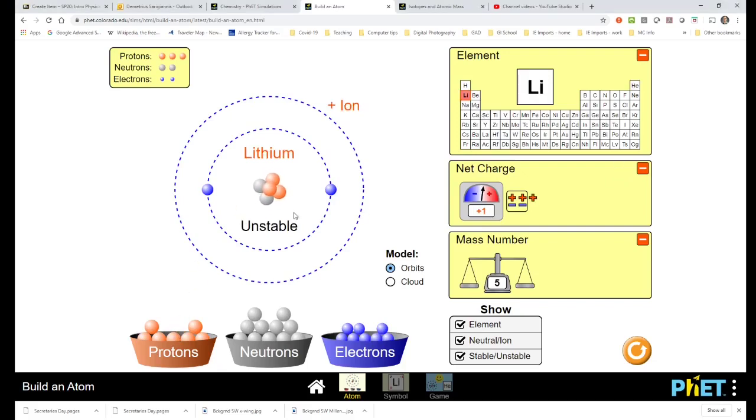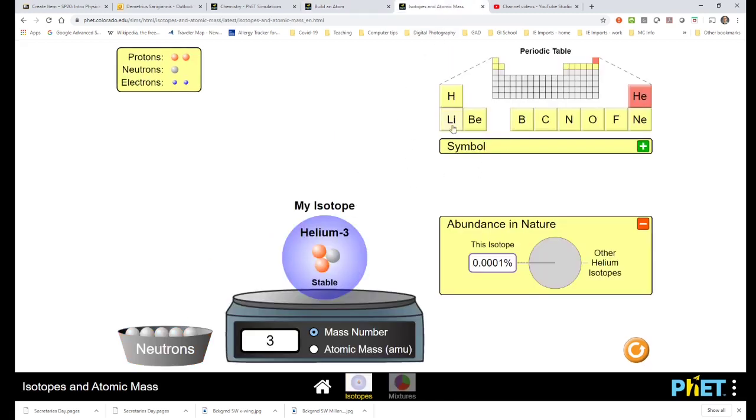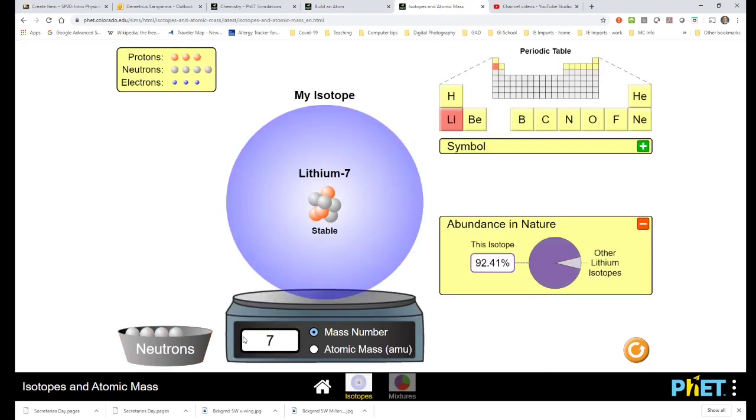Oh, we've got lithium. But look, this is unstable. I've got to throw in some neutrons. Let's go to my isotope calculator and see what lithium has. So 92% of the lithium in nature has 4 neutrons and 3 protons. Let's take one away here. Lithium-6 is 8% in nature, so that's kind of neat.